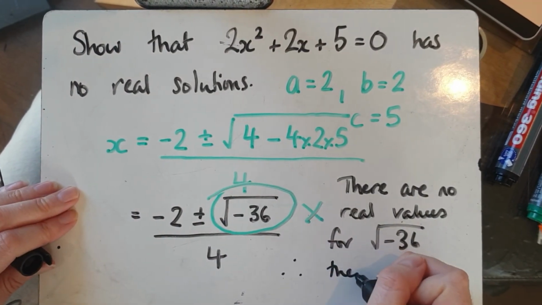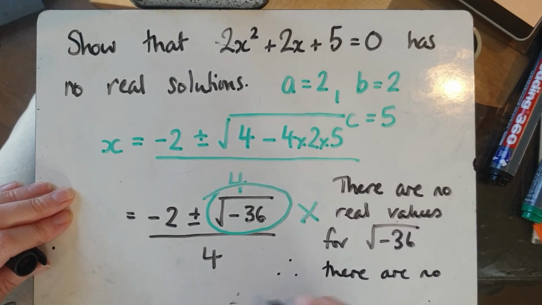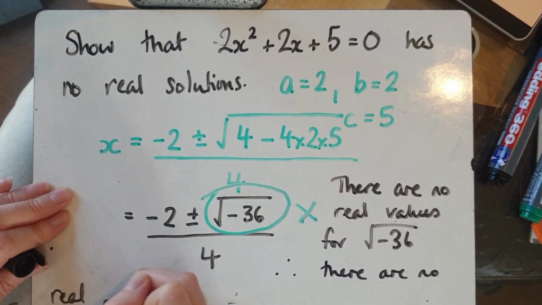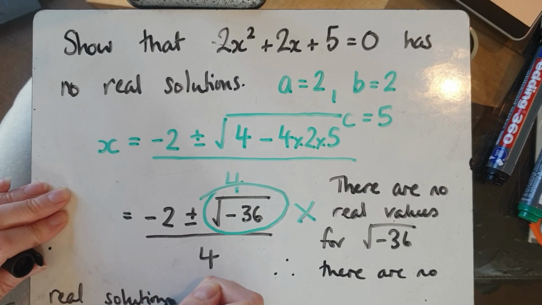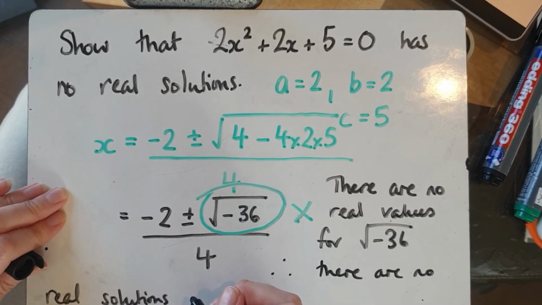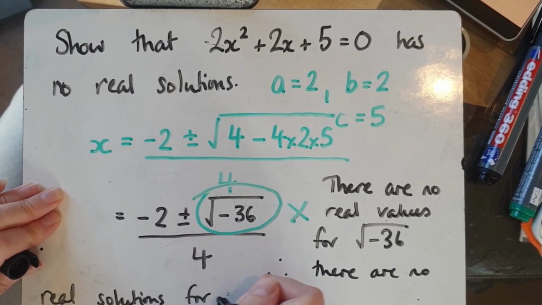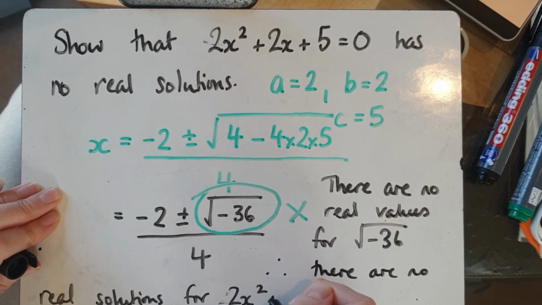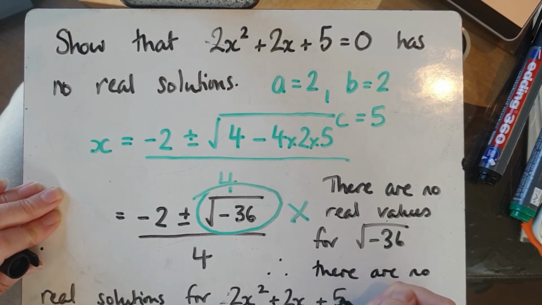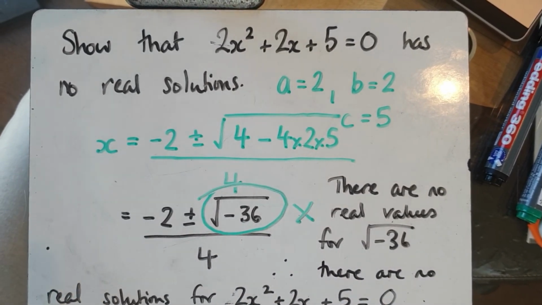Therefore, there are no real solutions for 2x squared plus 2x plus 5 equals 0.